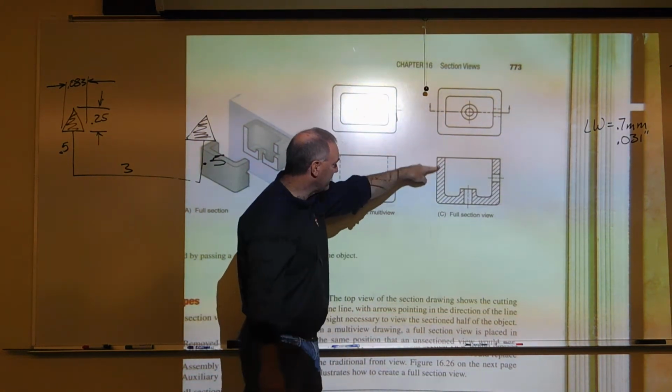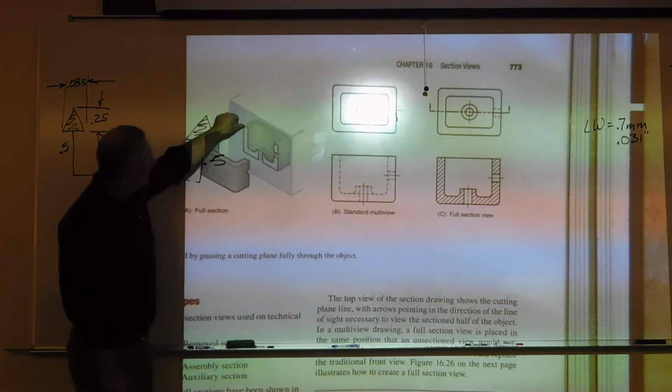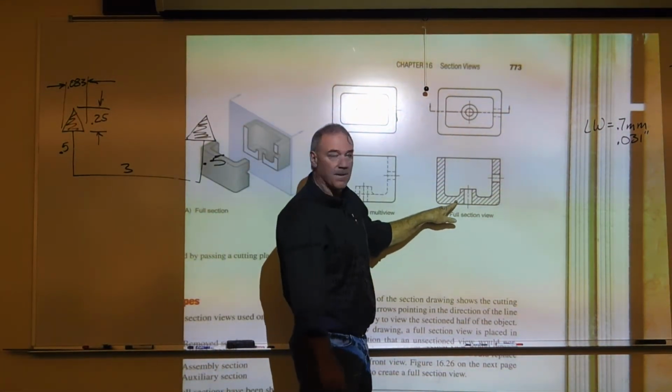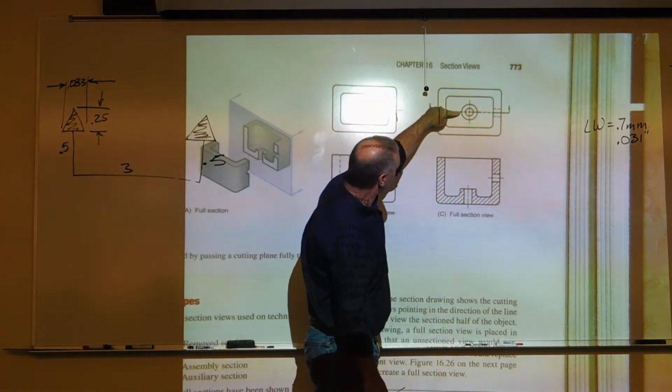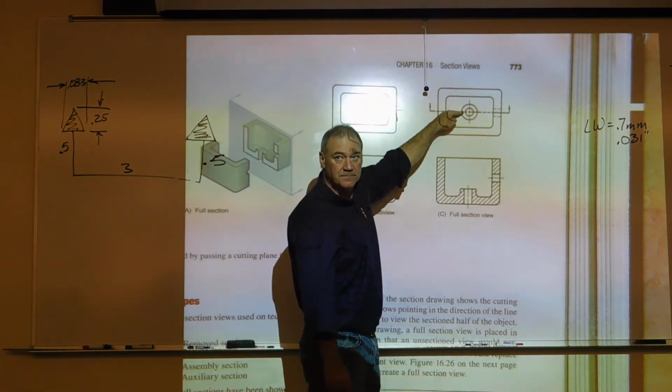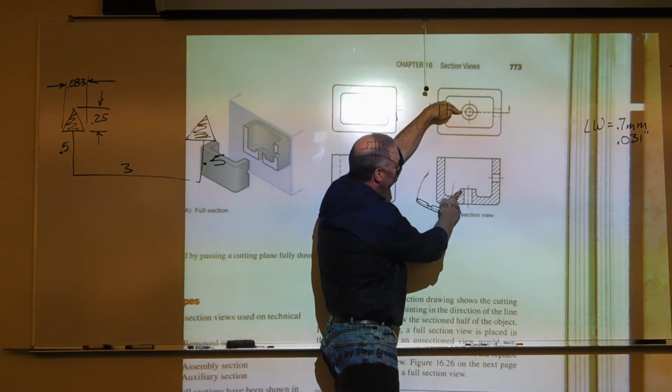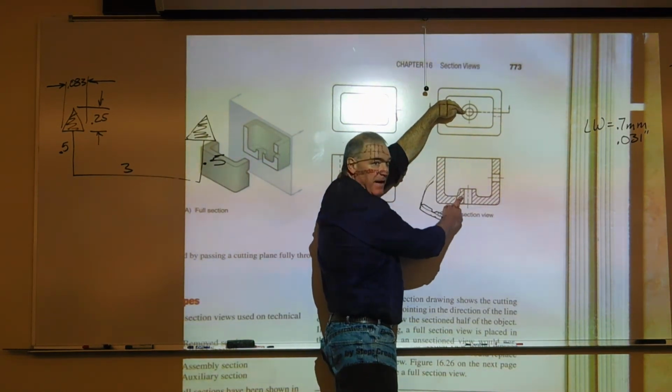Now as this cutting plane goes through from here to here, am I hitting a material? Yes, I am. That's this, right? And you can see it right here. So I would section line this area. As I come to here, am I hitting material? Yes, I am. I'm hitting this little shelf right here. So from here to here, again, I'm hatched.